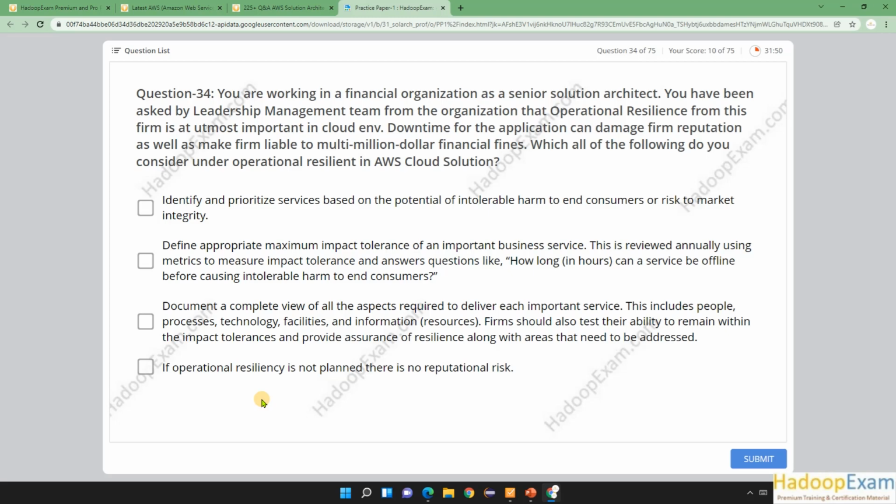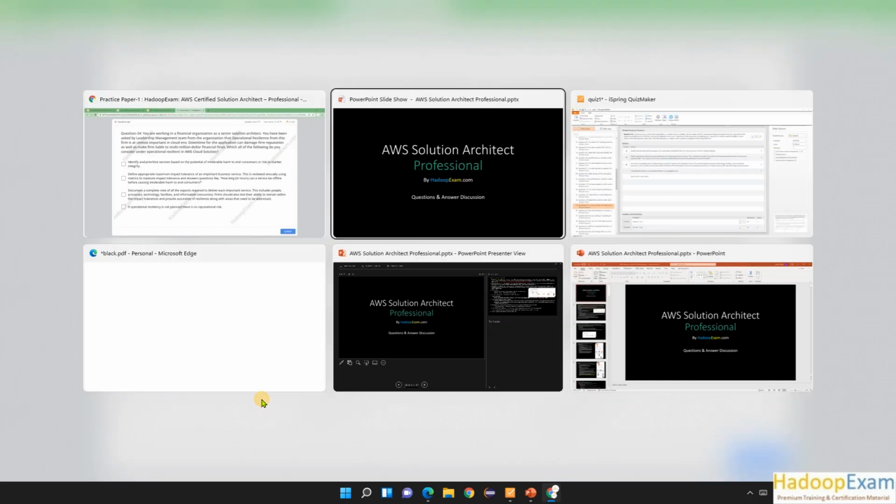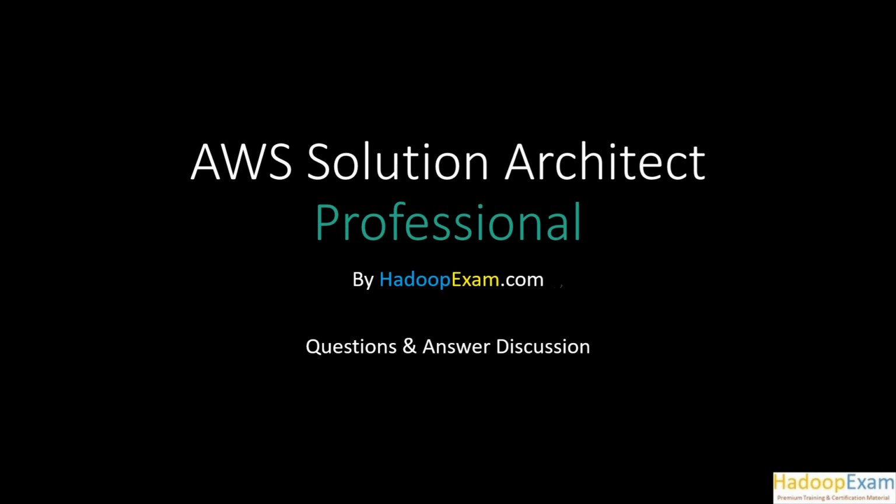So you need to understand what operational resiliency is, and that is very important for the firm. Basically it's a financial firm, so there are regulatory requirements for that. If they don't provide system availability as per their commitment, then there could be multi-million-dollar fines to those organizations as well. So now let's go to the explanation first, and then we'll come to the options.